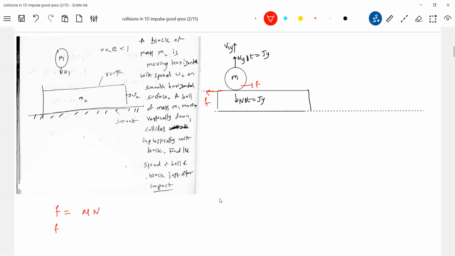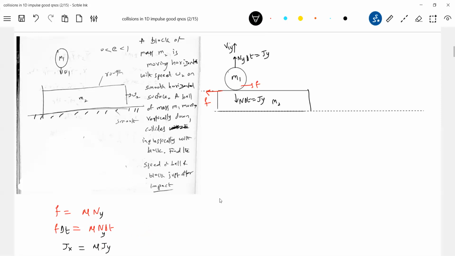The normal reaction will act for a small duration of time. Because for what time will the ball be in contact with the plank? For a very small duration of time. So the normal contact will act for a small duration of time. So N into delta t, what is that? Impulse. Then similarly, the friction also will act for a small duration of time. So together, this will be impulsive friction.